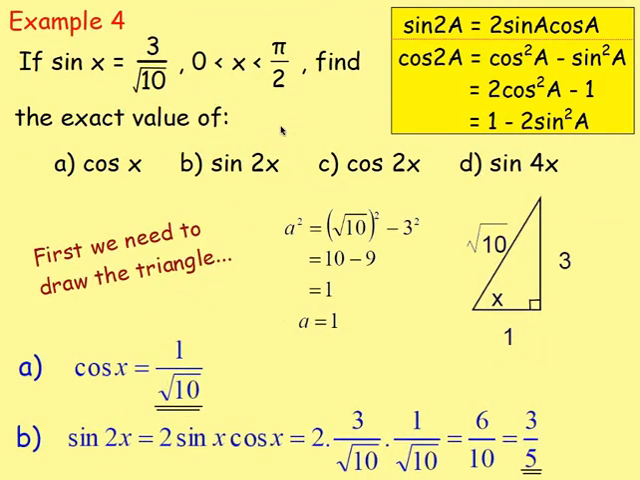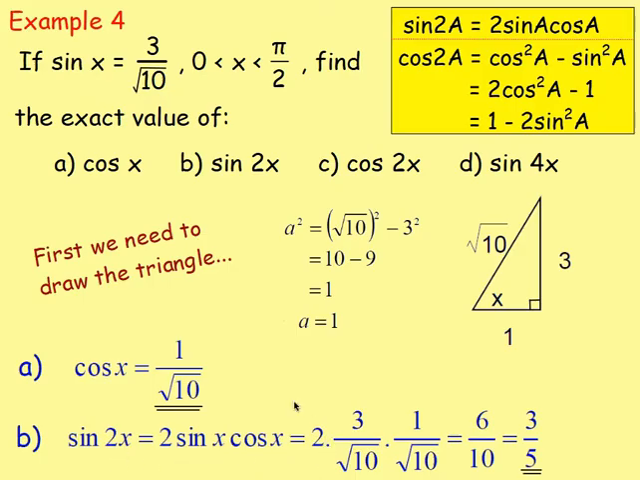More examples. We had sine x was 3 over root 10. Again, Matthew, what do you always think about when you get that? Triangles! Brilliant. Thinking about the triangles. So draw a triangle. You've got a right angled triangle. Call this x. And sine is the opposite over hypotenuse, so it would be 3 over root 10. Use Pythagoras to work out the missing side. And from there you can easily work out cos x by just looking at it, so the adjacent over hypotenuse.